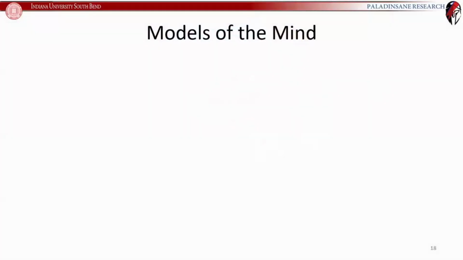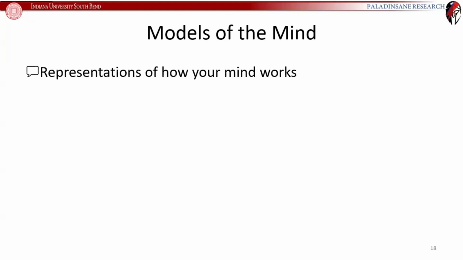All right, so now we have this idea that we're taking information in, we're doing something to it, and we're putting information out. So what is that doing something to it part of our cognitive information processing approach? Well, that is what our models of the mind are. And that is one of the big tasks of a cognitive psychologist: to come up with these models that can explain how the information gets in, what happens when it's in there, and how the information gets out. So models of the mind are representations of how your mind works.